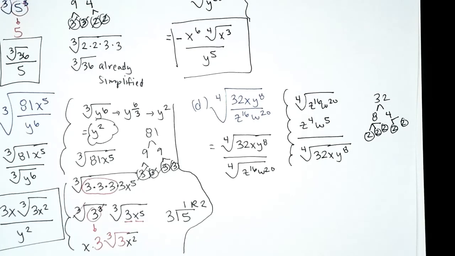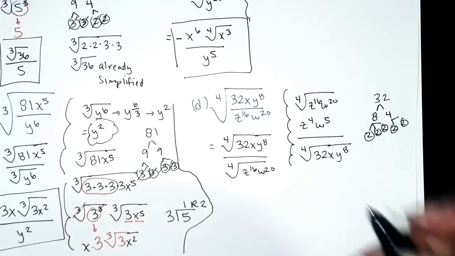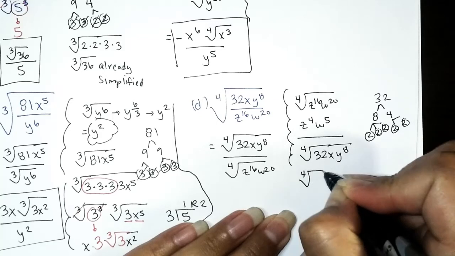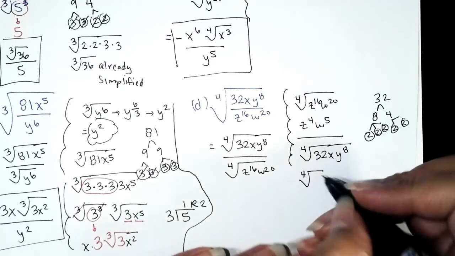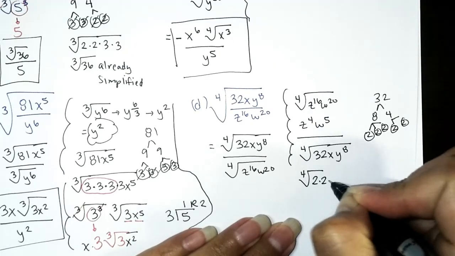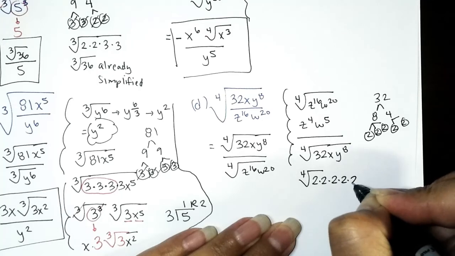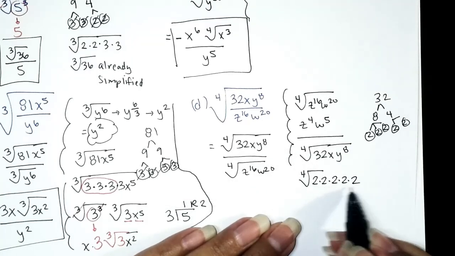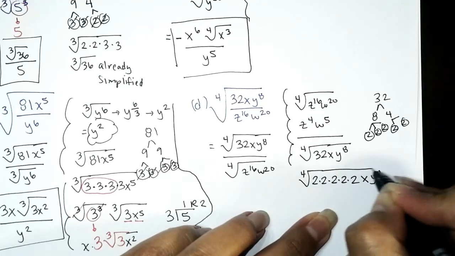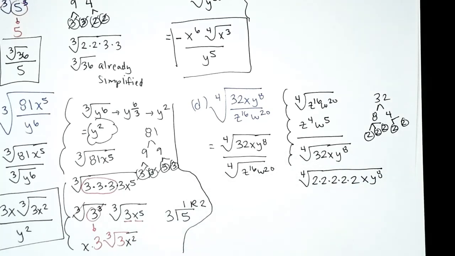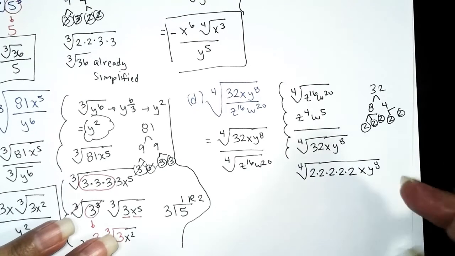So we have that 32 is the same as 2 to the 5th power. But you know my style. I'm not going to use exponents for repeated factors. So we have 32 is the same as 2 times 2 times 2 times 2 times 2, 1, 2, 3, 4, 5, multiplied by the x, multiplied by those y's. I'm going to go ahead and take care of the fourth root of the integer, and then I'll take care of the fourth root of the variable factors.